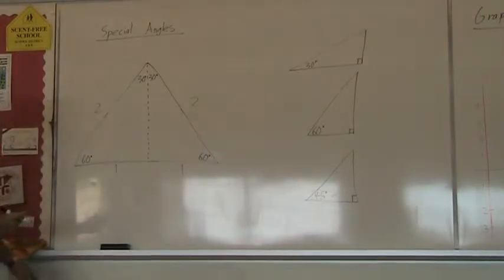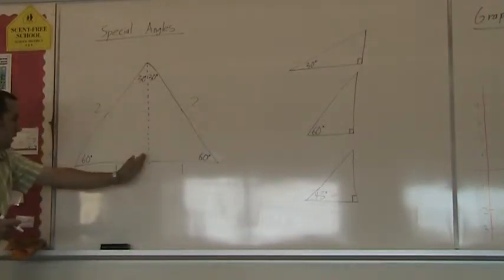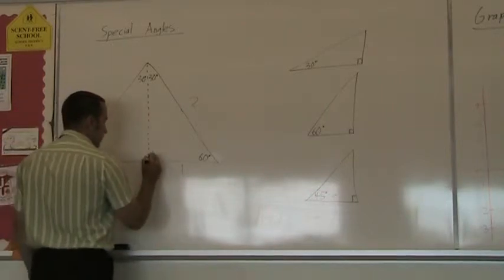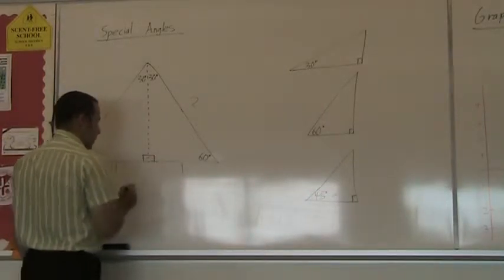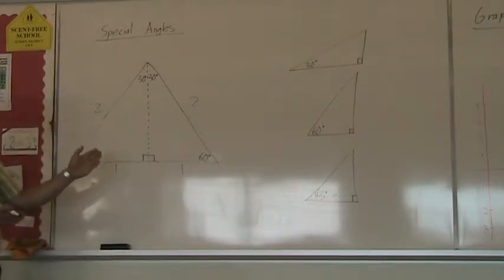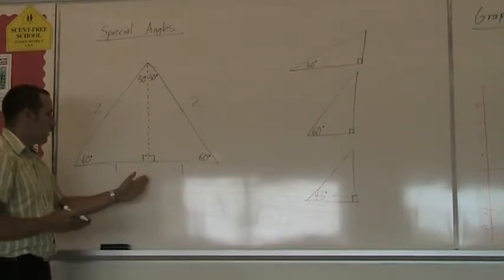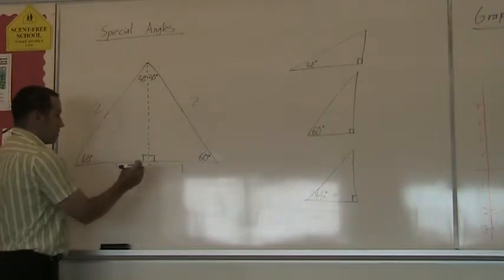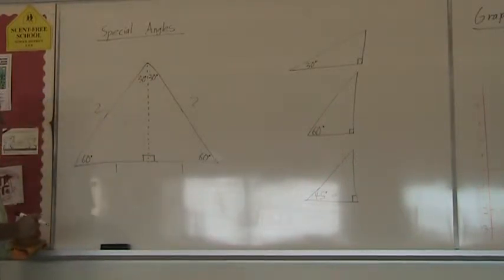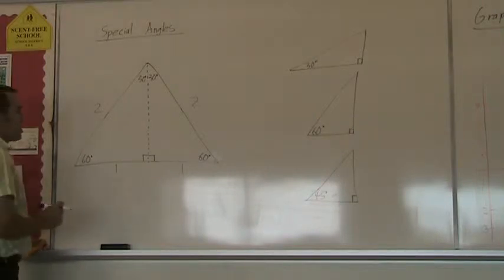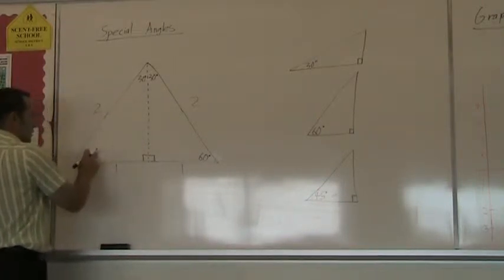The other thing I'm going to add is that we cut this right in half. The angle we formed at the bottom was 90 degrees. We made a perpendicular bisector. Bisector means we cut this right in half. Perpendicular means 90 degrees. So 90 degrees on both sides. Now we have two of our special angles, 30 and 60.